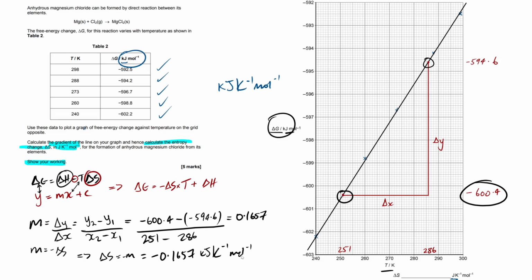All right. Now, what we want to do here is we just want to times it by 1,000 in order to get it in joules per Kelvin per mole. Hopefully that makes sense to you guys. So I'm just going to times that by 1,000 here. And this will give us a value of minus 165.7 joules this time because we converted it per Kelvin per mole.